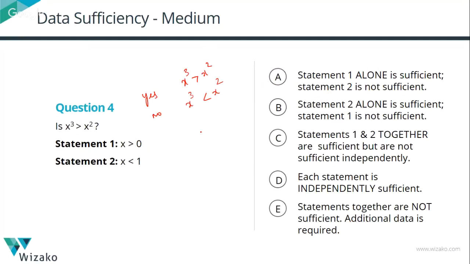Hold on for a minute. What if x cube is equal to x square? If x cube is equal to x square, the question is, is x cube greater than x square? It is not greater. So even when it is equal, the answer is going to be a no. So yes, when it is greater; no has two possibilities. It could be less or it could be equal. Keep this perspective in mind.